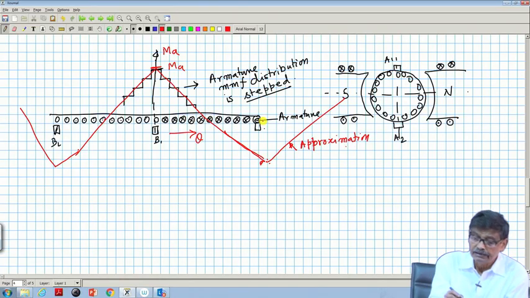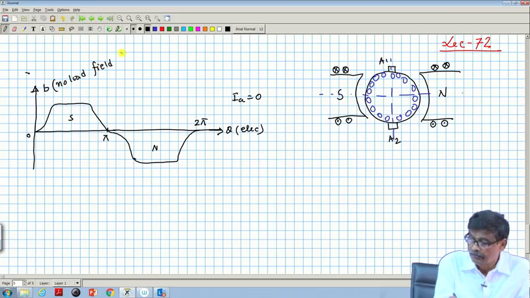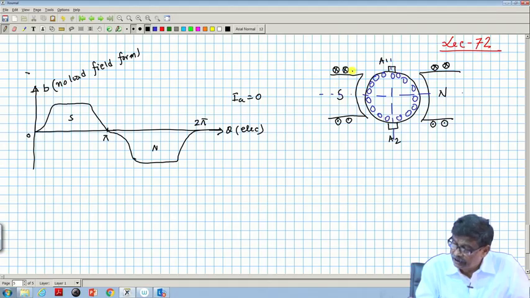So, then we come to this one. This is the no load field form, mind you. So, this is the no load field form B, no load field form. This is produced by whom? These field coils.